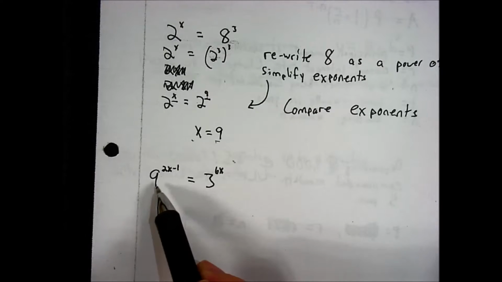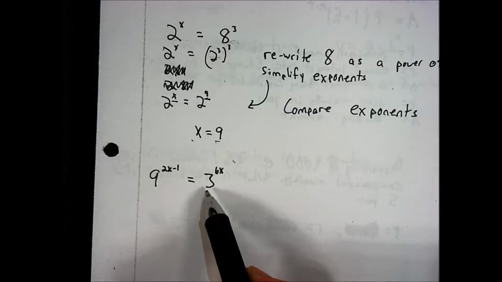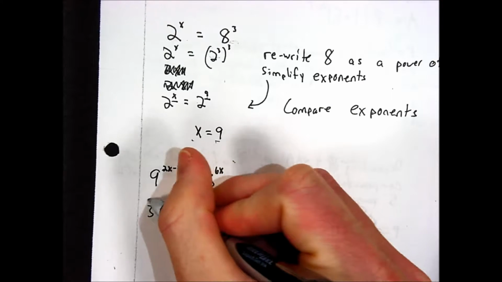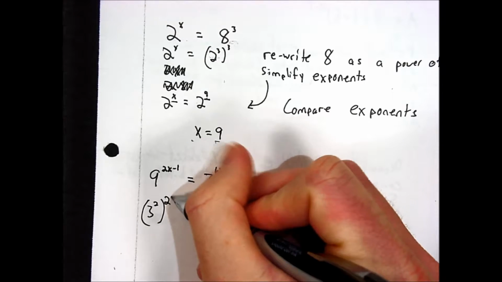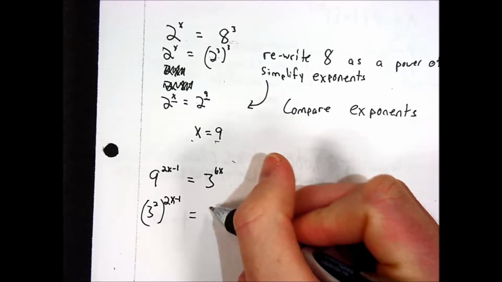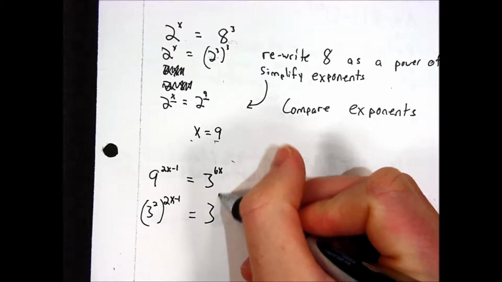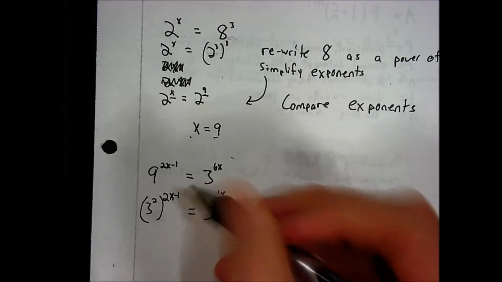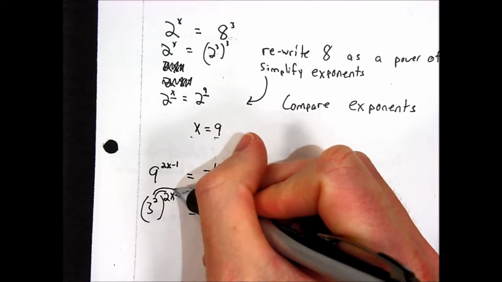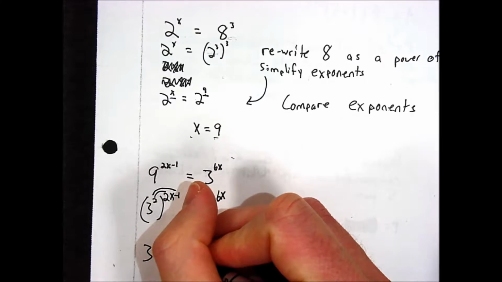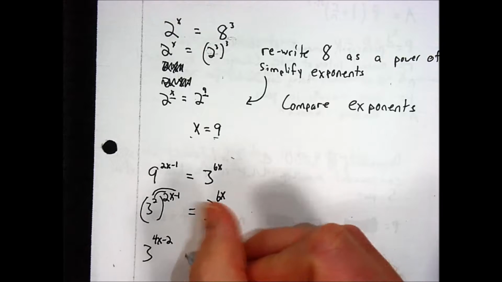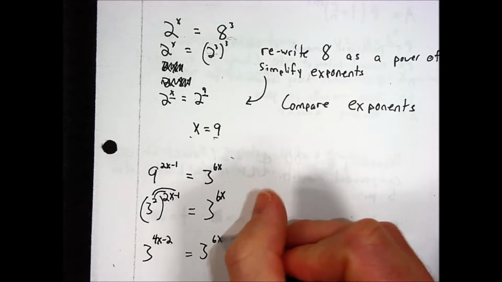Okay. We got a 9 over here and a 3 over here. Alright, we probably want to go with writing these as 3's. Okay, so 9 is 3 squared, to the 2x minus 1, and 3 is already as a power of 3, 3 to the 6x. Okay, power of a power, we multiply, and we have to multiply this 2 to both. So this is 3 to the 4x minus 2 equals 3 to the 6x.